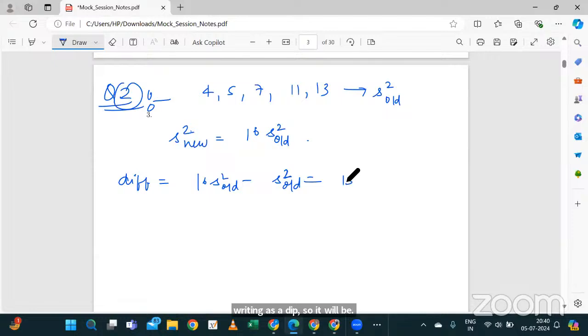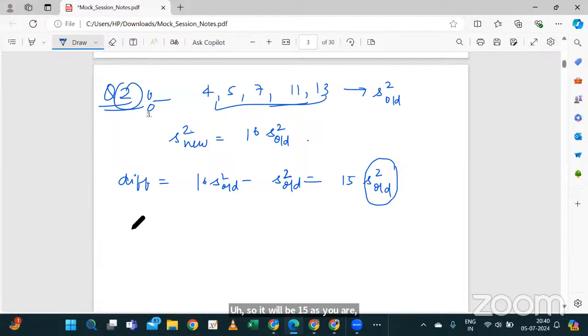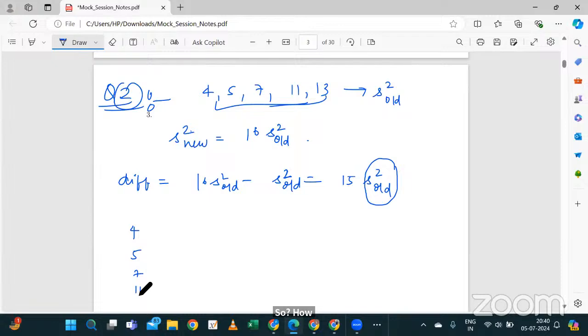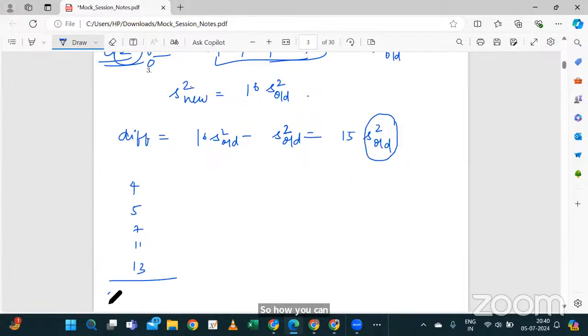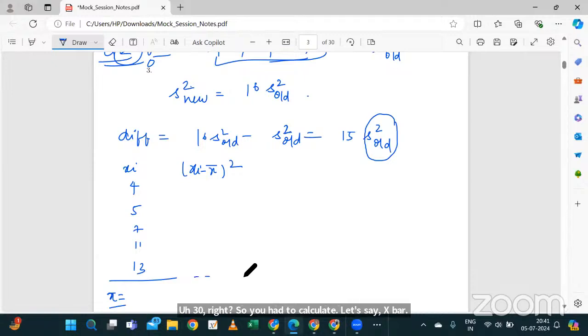So it will be 15 s square old. The thing is that we have to calculate this s square from this observation. Sir, how can you explain again? You can calculate it: you have observations 4, 5, 7, 11, 13. You have to calculate, let's say, x bar. Suppose this is your xi. Then next you have to calculate xi minus x bar whole square, add all of these, and divide by how many? It will be 4, right? Because I'm talking about sample variance.